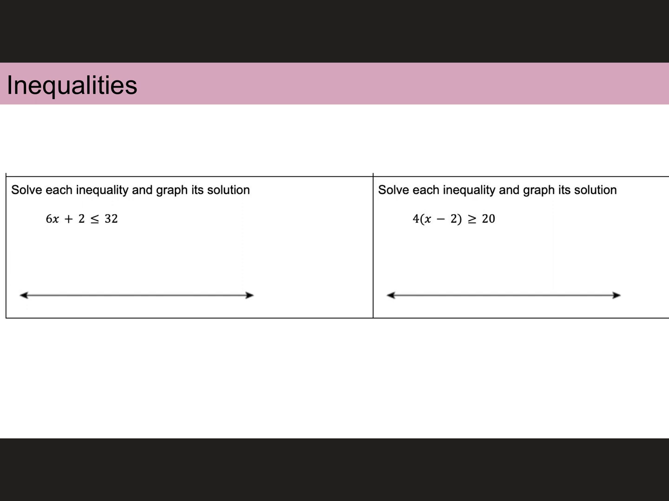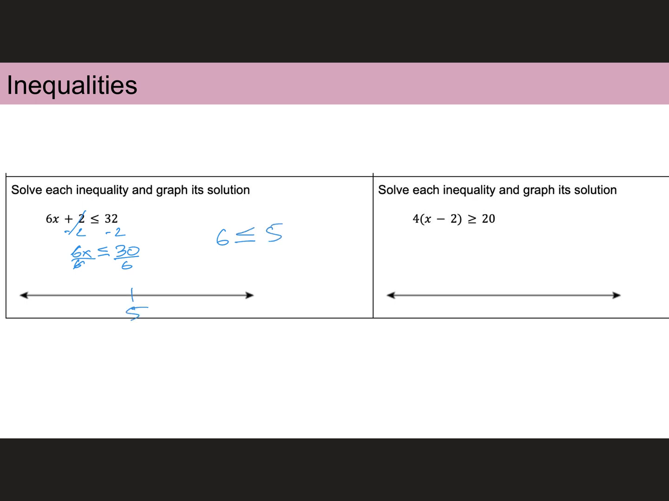Okay, last two. Subtract 2 from both sides. That cancels out. 6 x's are less than or equal to 30. And I divide both sides by 6. Cancels that out. X is less than or equal to 5.